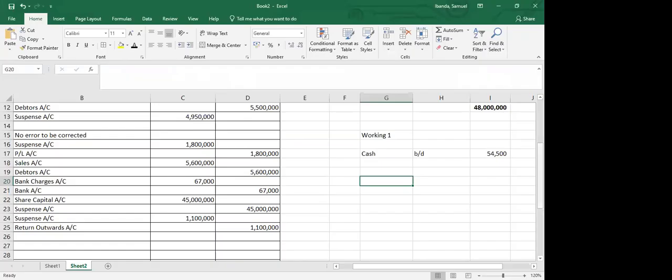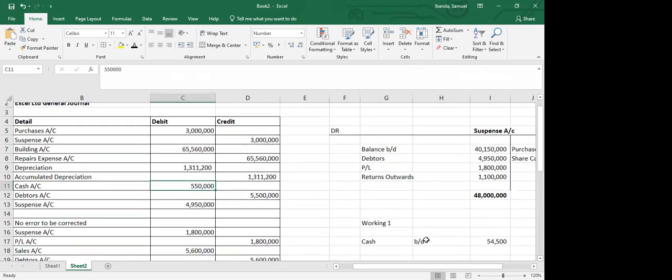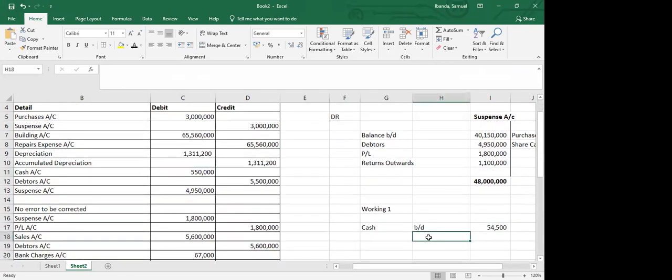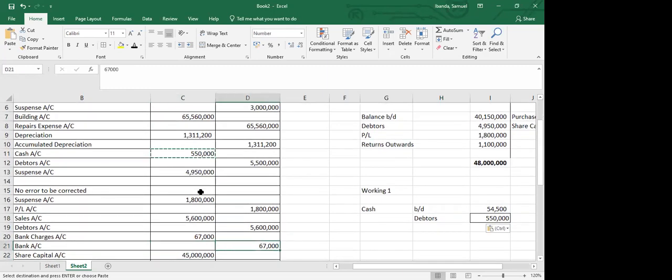Now I'll come to my errors here and see anywhere where there's cash. There was a debit on cash of 550, and this was to do with debtors. So I'm going to add this. It's 550 that is being debited on the cash account, so I'm going to add it here. It's an addition. Then I'll also look and see if there's any other cash in these errors. Now I have bank charges of 67.